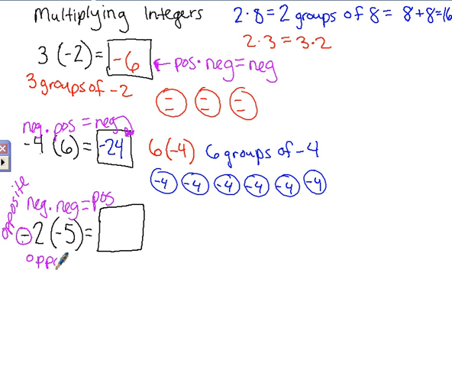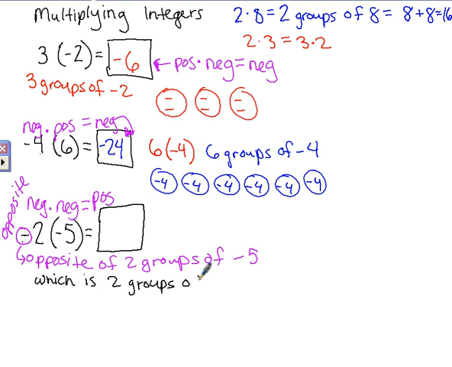I have the opposite, which is coming from this, the opposite of 2 groups of negative 5. And the opposite of 2 groups of negative 5 is 2 groups of positive 5. And 2 groups of positive 5 is the same as 10. So a negative times a negative is a positive.